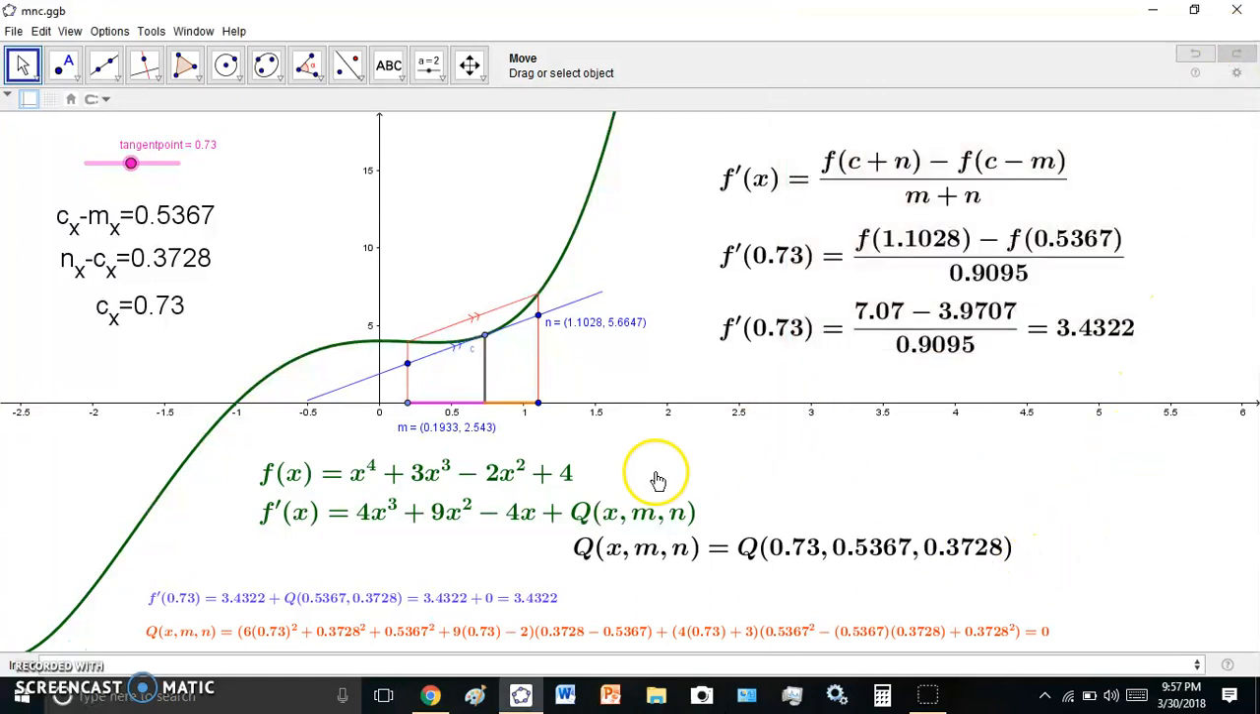Right. So you see, m is a distance from the tangent line to the endpoint of the secant line, and n is a horizontal distance to the endpoint of that secant line. This is the point of tangency. This is the new calculus derivative. There is never division by zero here.